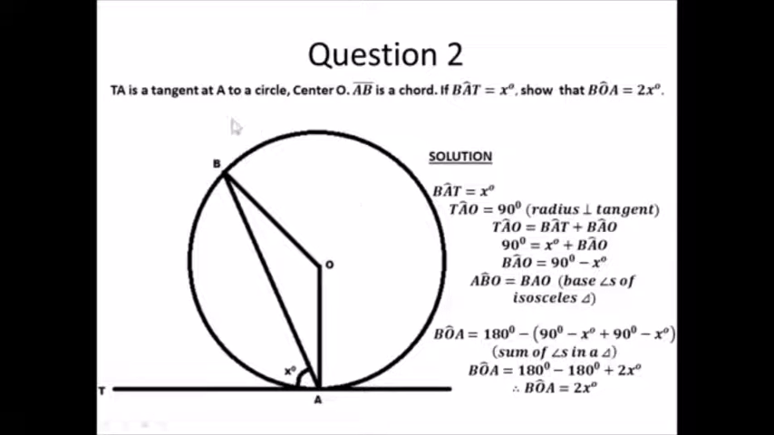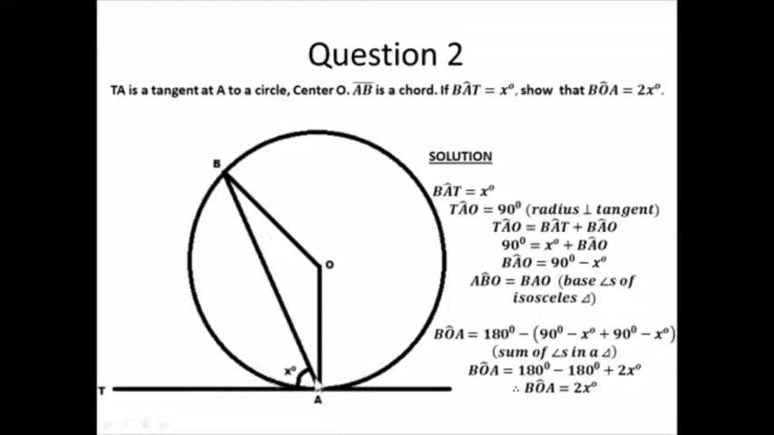Also, you can see on the screen right now that TA is a tangent at A. This line TA here is a tangent at A to a circle. You can see that this line TA is touching this circle at point A here. That means that line is a line of tangent. So AB is a chord. This line AB is a chord, and angle BAT, that is this angle here, is S degrees. We have to show that angle BOA is 2S degrees. Angle BOA, that is the angle that is here, is 2S degrees. You have to show that given what you are seeing on the screen right now.